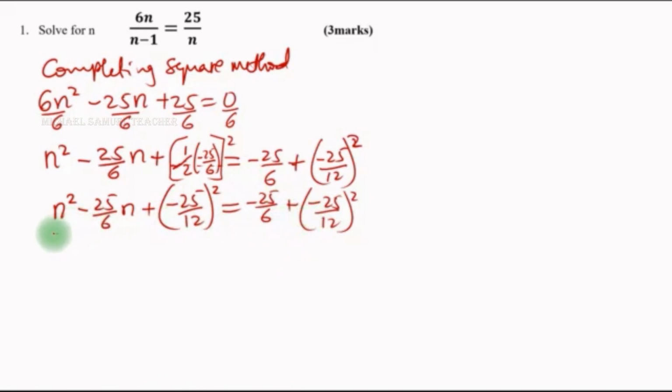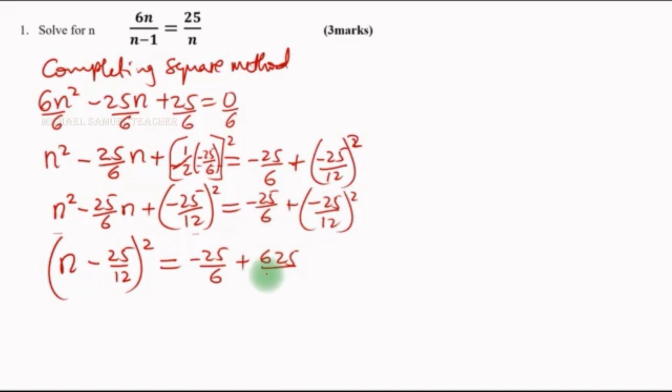Fine. So this part can be written as n minus 25 over 12 squared, which will be equal to minus 25 over 6 plus, this will be the same as 625 over 144. Alright, so we can actually simplify this, and we shall end up with 25 over 144. Alright, this is n minus 25 over 12 squared.